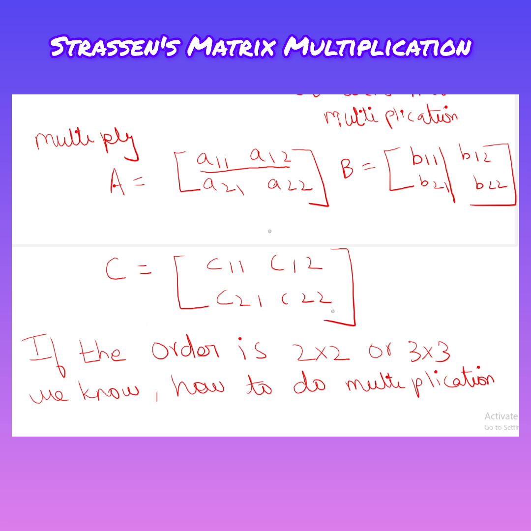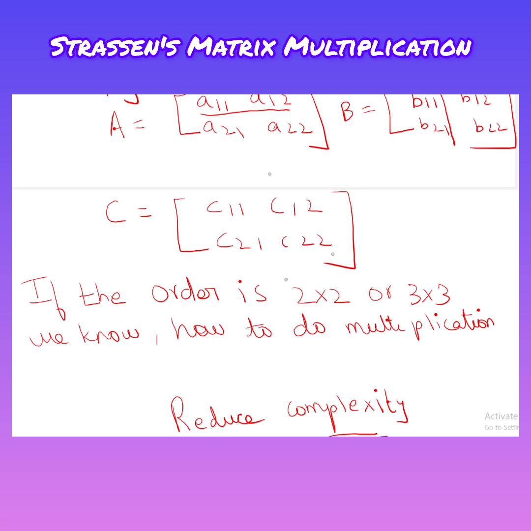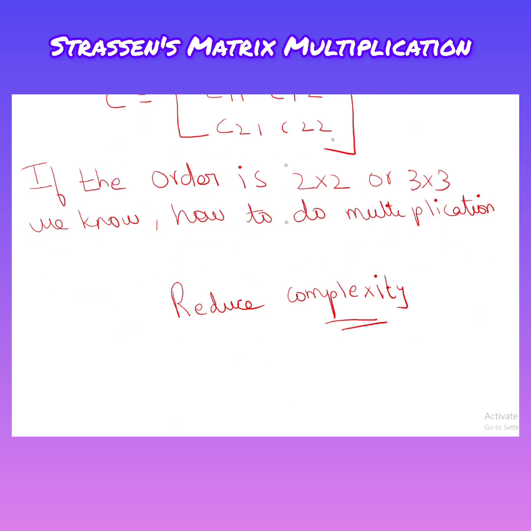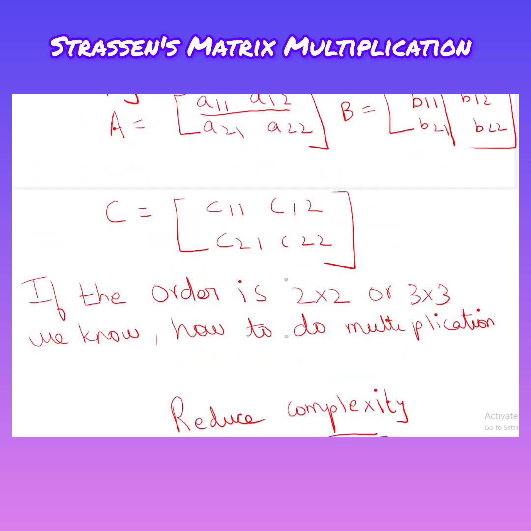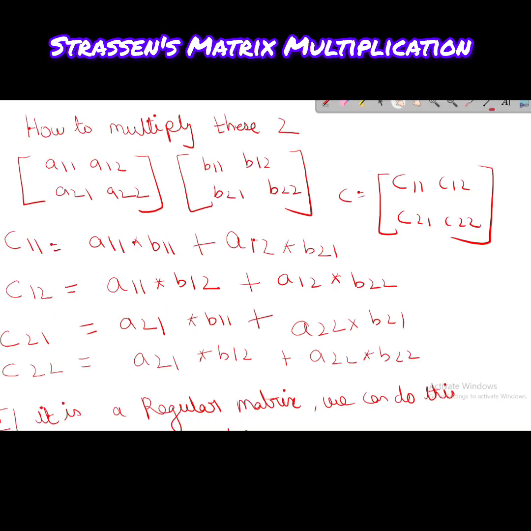Now here, if the order of the matrix is 2 cross 2 or 3 cross 3, it's very easy for us to multiply. In case the order increases, the complexity also increases. So in order to reduce the complexity, Strassen has given us something. So let us see what actually it is. Now we'll see how to multiply these two.